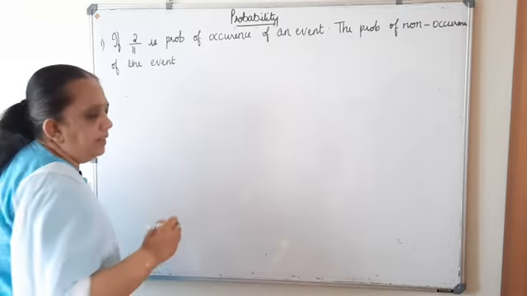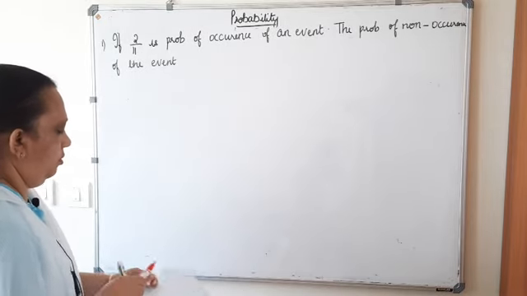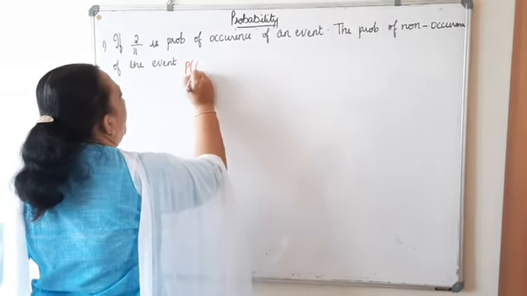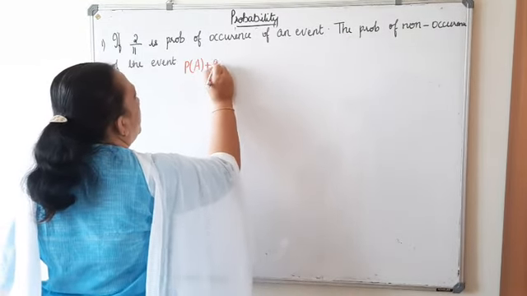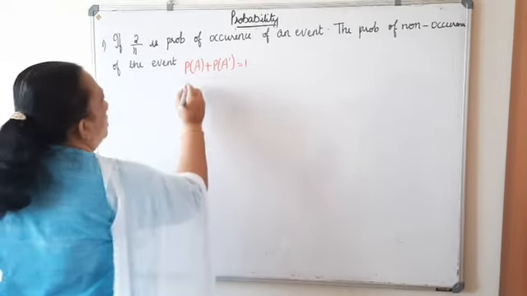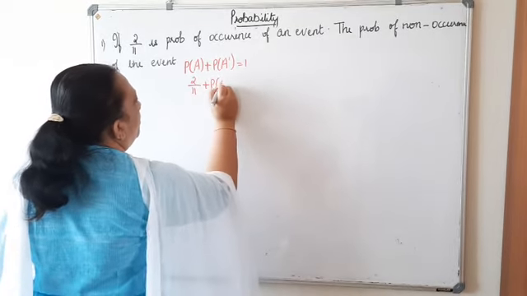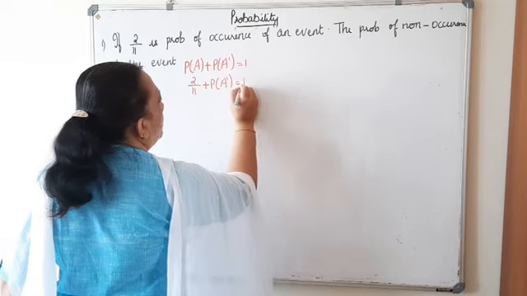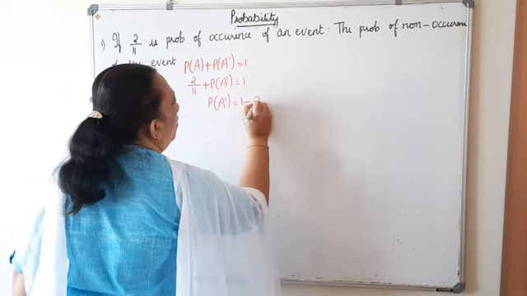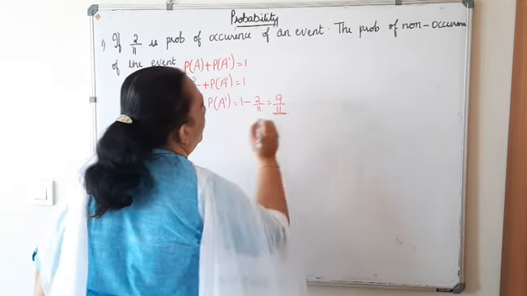So you have studied the formula. Probability of an event plus probability of non-occurrence of the event is equal to 1. Probability of occurrence of the event is equal to 2 by 11, plus probability of non-occurrence of the event is equal to 1, or probability of non-occurrence of the event is equal to 1 minus 2 by 11, and that is equal to 9 by 11.